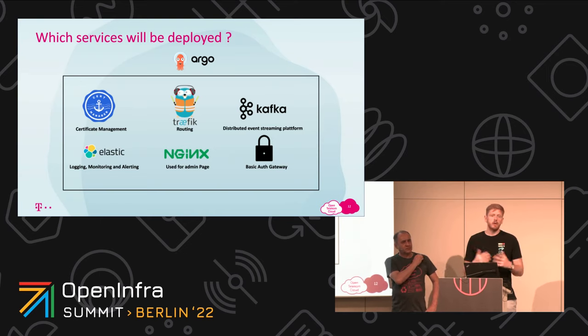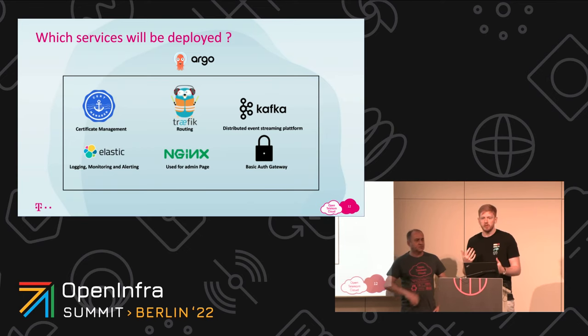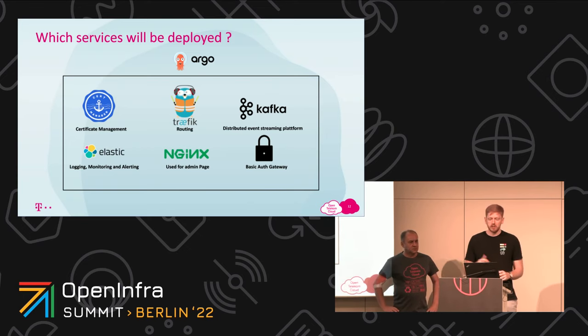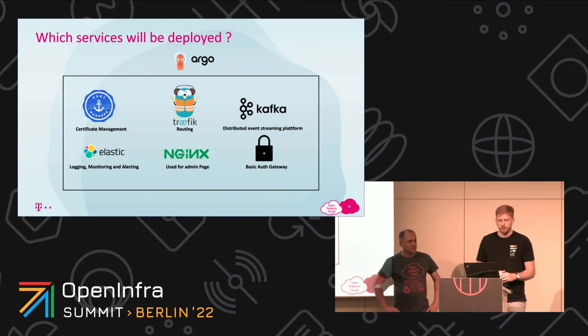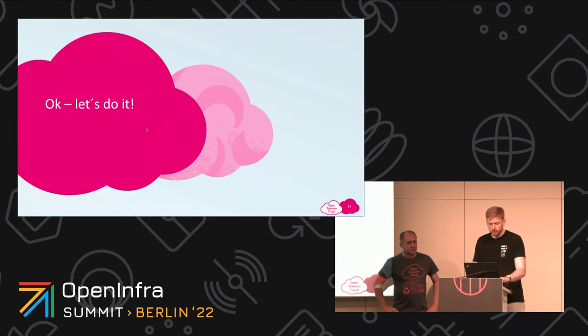And also, what's very common, we need some kind of gateway. You want to protect your cluster, you want to protect your domain. That's why in this case, we just choose a very simple basic auth gateway. But in real production, you would use more like an OTC proxy, which is what we are using, for example, with Keycloak or something like that. So these are the kinds of services we want to deploy. And let's do it.